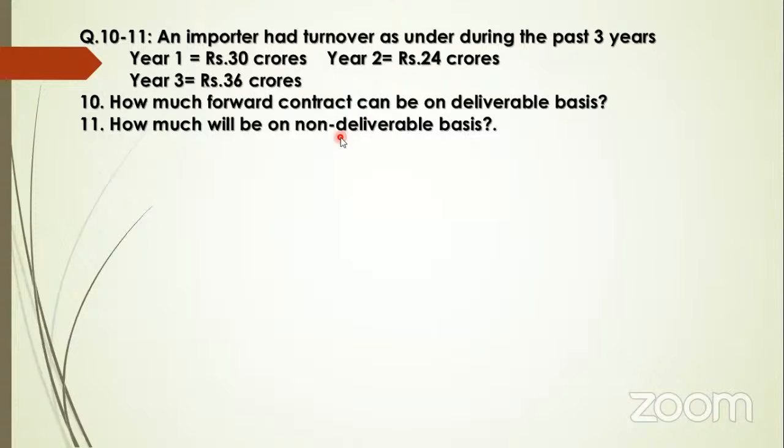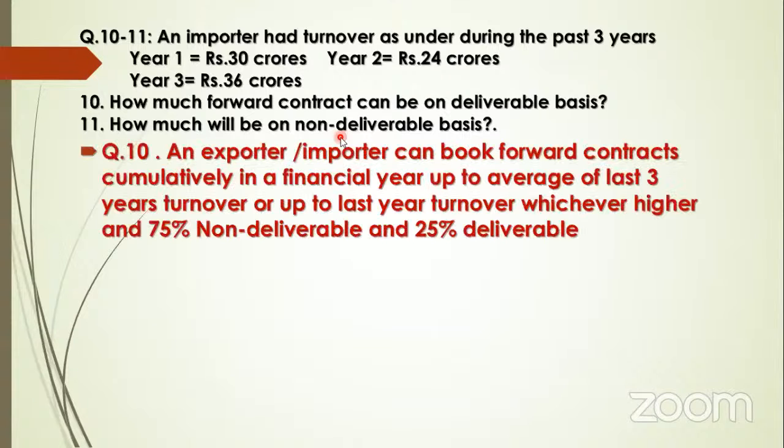Okay, exporter, you can note down. I think this theory part you have discussed. Exporter and importer can book the forward contract cumulatively in a financial year up to the average of the last 3 years' turnover or up to last year's turnover, whichever is higher. This is the FEMA rules. The FEMA rules give freedom to exporters and importers without reference to documentary proof.